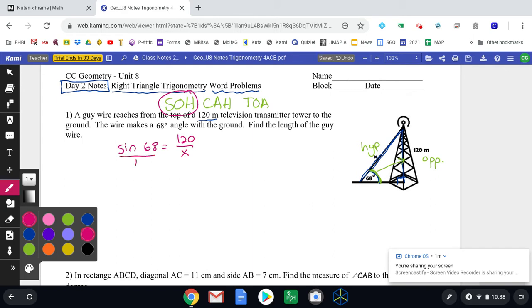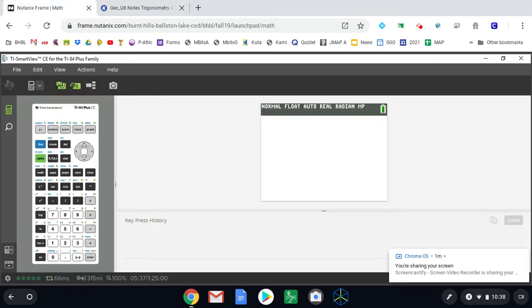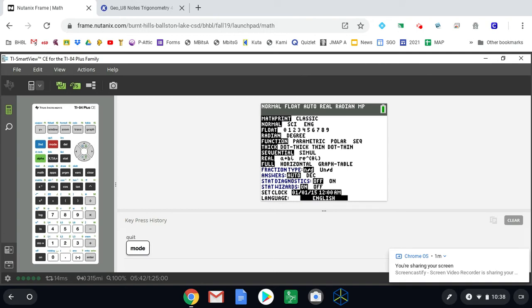I want to cross multiply. So I have 120 equals x times the sine of 68, and we're trying to get x alone here. So we're going to divide by the sine of 68 on both sides and cross those out. Now I'm going to go over to my calculator. The first thing I want to do is make sure that my mode is in degree mode. I need to change that to degree mode. Now I'm ready to start.